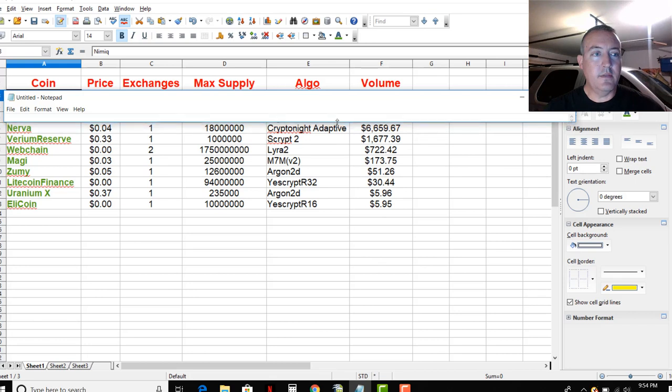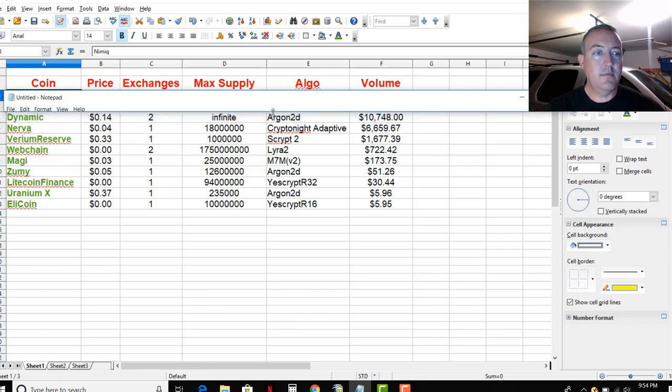I think we only got three coins left after this. Nerva, 4 cents a coin, only on one exchange though. 18 million max supply, so again, pretty solid supply right there. Kryptonite adaptive algorithm with a 24-hour volume of $6,659.67.